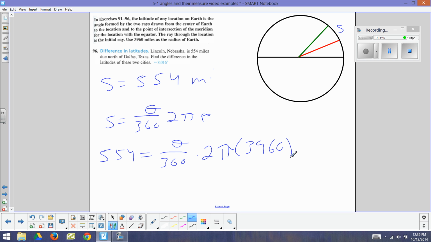If I pick up my calculator and solve for the theta, which is the angle between the cities, I will get, let me see, pick up my calculator, 554 divided by 2 pi r, times 360, and you'll get 8.015621679 degrees. So about 8 degrees, the difference.